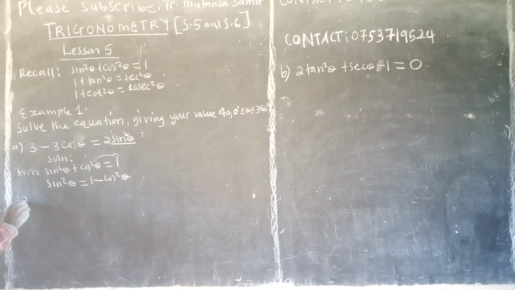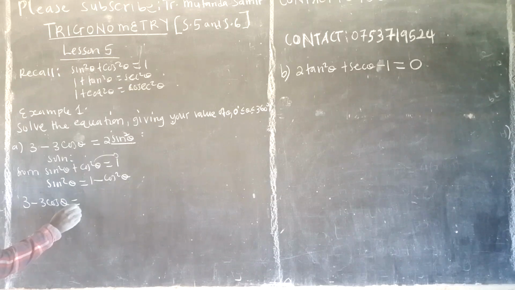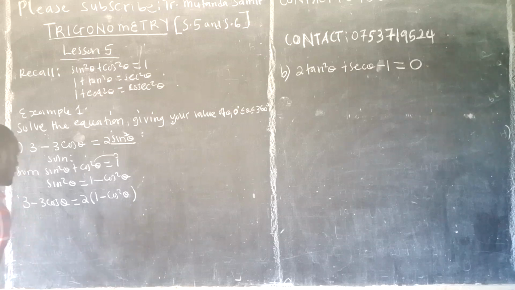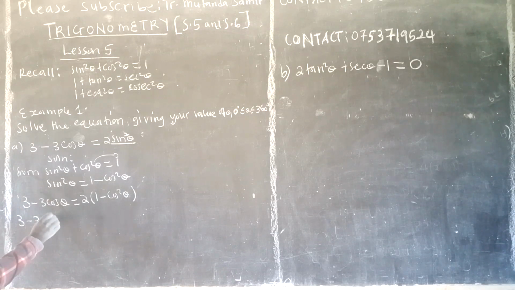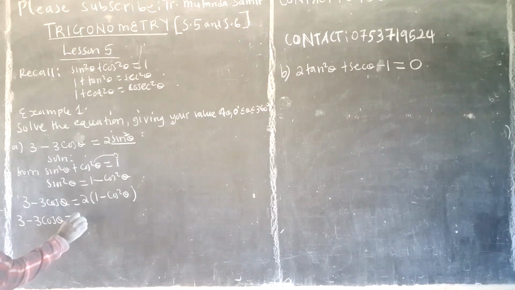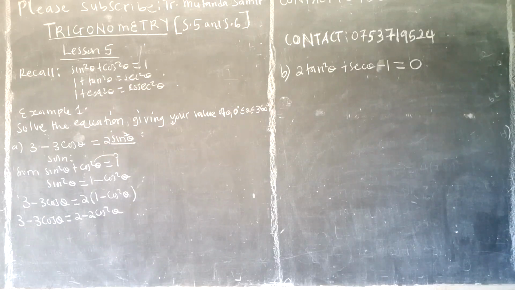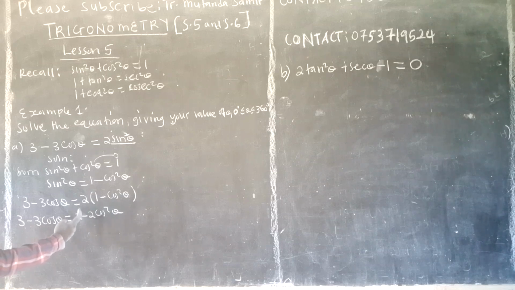So I bring back my equation and say 3 minus 3 cos theta is equal to 2 into 1 minus cos squared theta. Okay, let's multiply. This will be 3 minus 3 cos theta is equal to 2 minus 2 cos squared theta. Let's collect like terms. When this one alone crosses the equal sign and comes this side, it will be just positive 2 cos squared theta.